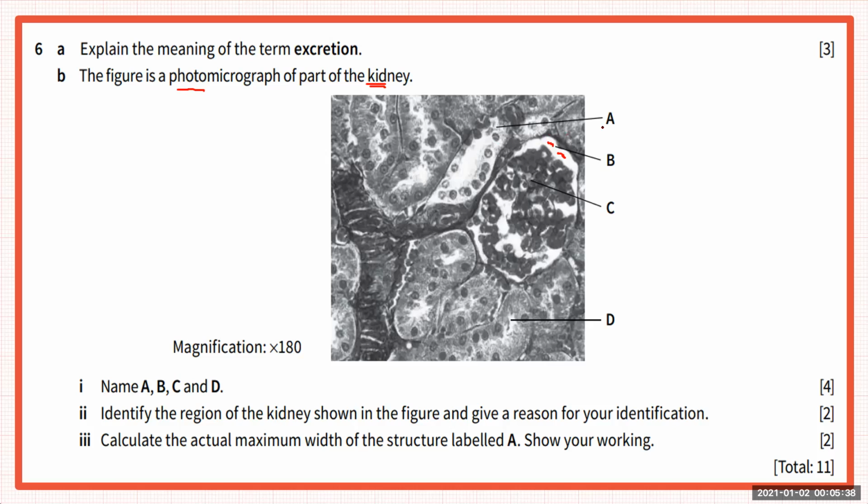Now, if you compare A and D, look at the cells here. In A, the epithelial lining is smaller. If you look at D, these are larger in size and they are cuboidal. So these are the epithelial cells of the proximal convoluted tubule. Look at the size. And these smaller ones are the epithelial cells of the distal convoluted tubule.